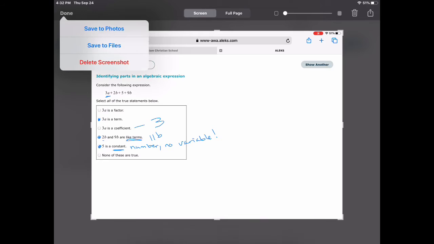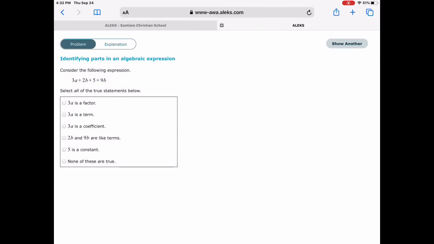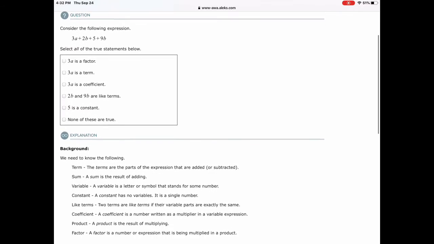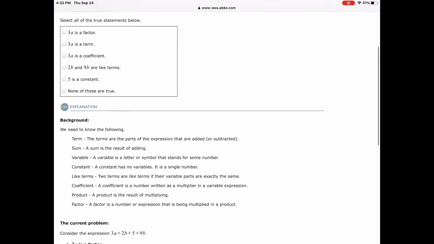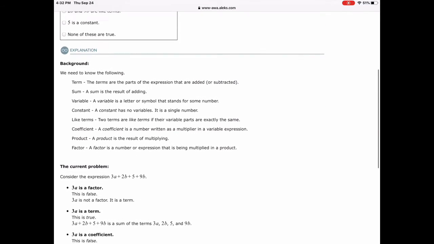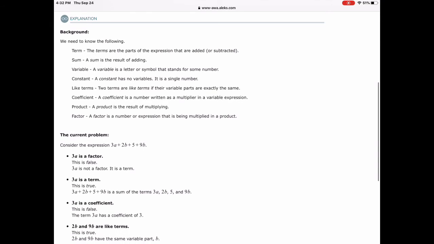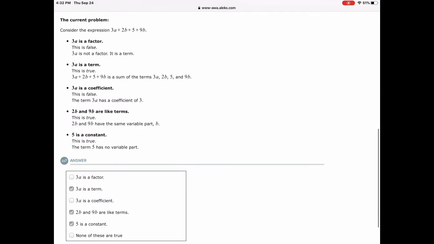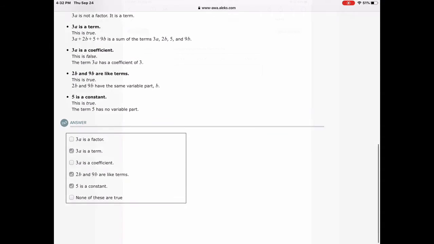So let me go back here. And I can show you the answer to that one. You can read this if you like. I can even put it so that you could pause it and read it. And then pause it and read it. And there's the answer.